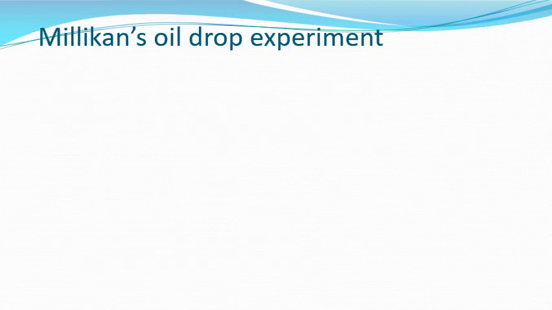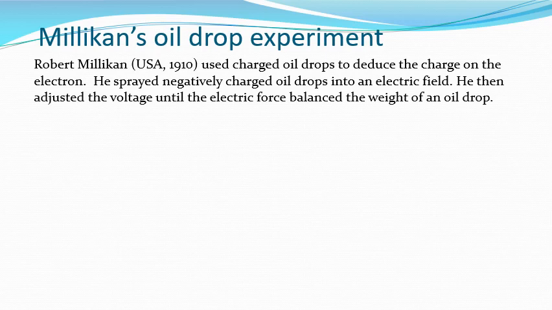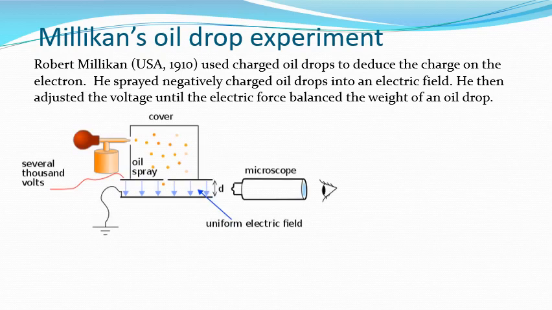So let's consider Robert Millikan, an American scientist's experiment, and he used oil drops to determine the charge on an electron. He sprayed negatively charged oil drops that were ionized by ionizing radiation into an electric field. He adjusted the voltage until the upward force within that uniform electric field balanced the weight of the oil drop. By determining that, he could determine the charge on the oil drop, and he found that the charges were multiples of the same particular value, 1.6 times 10 to the minus 19 coulombs.